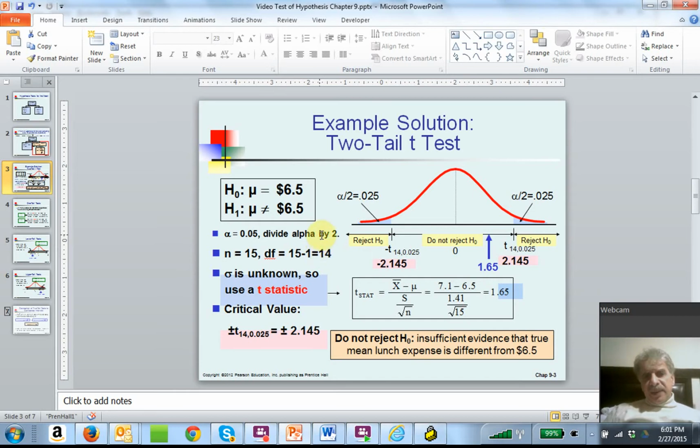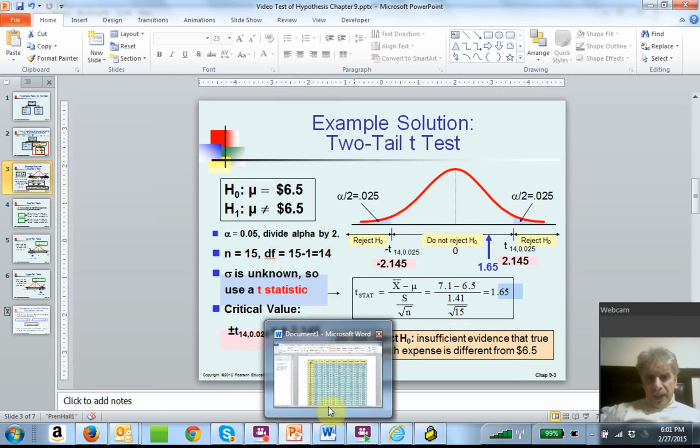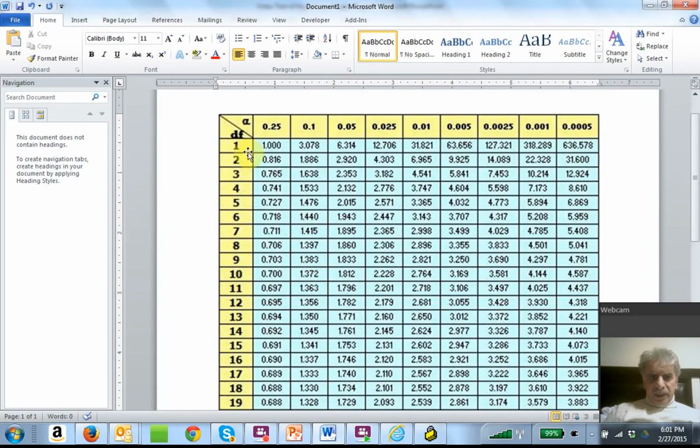I need to divide alpha by 2 because of the situation I have. I have my alternative not equal. Whenever you see alternative not equal in chapter 9 and 10 of your textbook, always divide alpha by 2. And now, when I divide alpha by 2, I need to go to the table with 14 degrees of freedom and 0.025, and the corresponding value is 2.145.